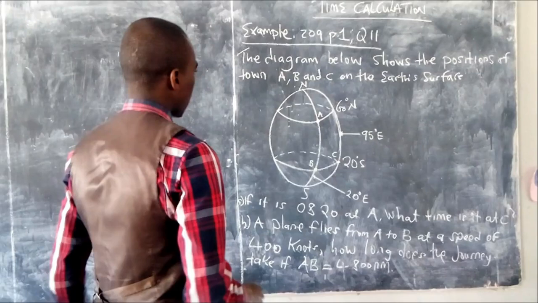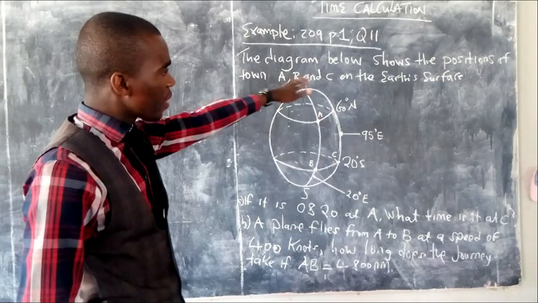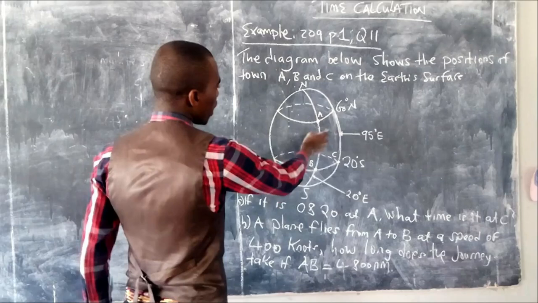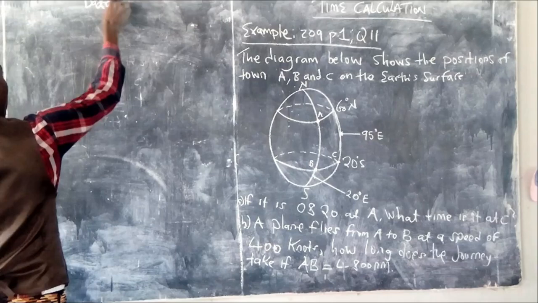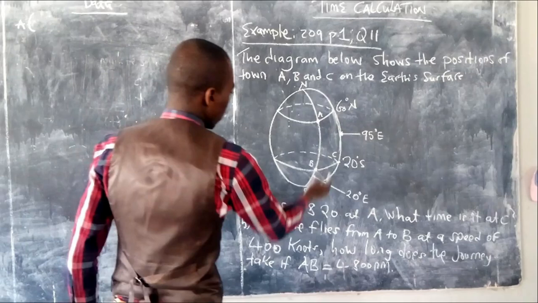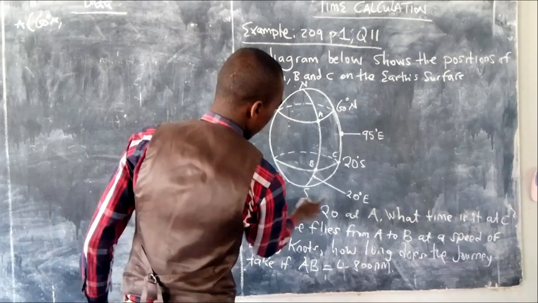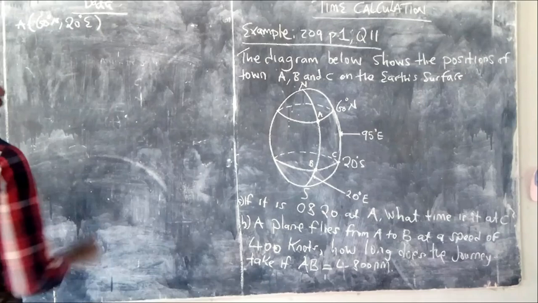So the question reads, the diagram below shows the positions of towns A, B, and C on the Earth's surface. So this is what we have. We have town A here. If we are just to collect the data here, let's try and collect the data to simplify our work. Town A is located on 60 degrees north, comma, 20 degrees east. Then let's go to town B.